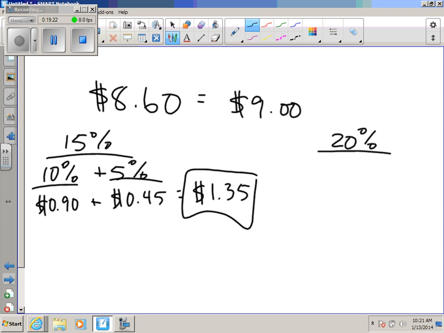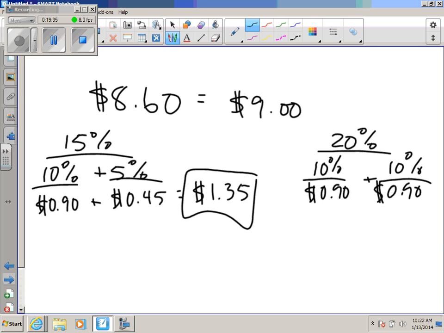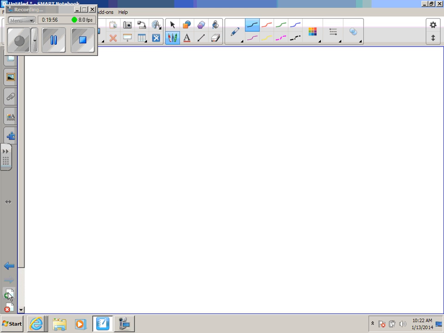20%. So 10% we said was 90 cents, plus another 10%, which is another 90 cents, equals $1.80. Not much of a difference there between 15% and 20% when you're dealing with a bill that's extremely low. Any questions? Try one on your own. No? $79.10.